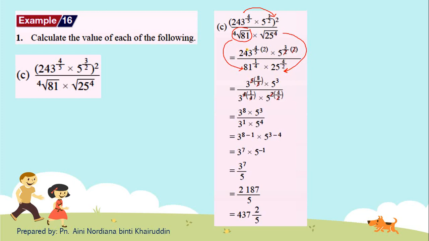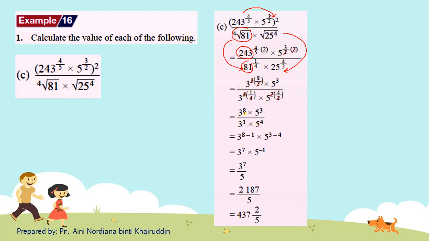Next step, 243 change to 3 to the power of 5, to the power of 4 over 5 times 2 is 8 over 5. Cancel out 2, so this is 5 cubed. The denominator here, 81, change to 3 to the power of 4, to the power of 1 over 4. 25 change to 5 squared to the power of 4 over 2. Cancel out 4 and 2 here.